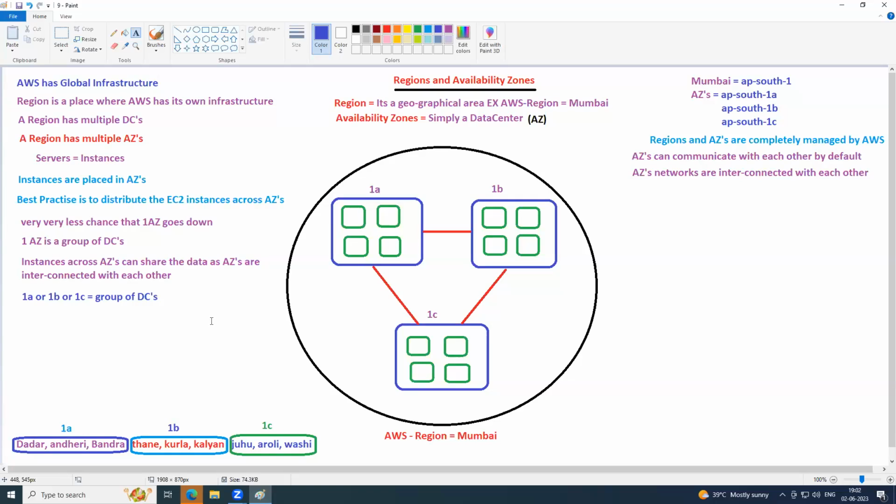Guys, see, AWS is telling that 1A is an availability zone. Do we need to really worry about 1A going down? No, because that is completely managed by AWS. But I'm going a little bit more advanced and saying that 1A will never go down because it's a group of data centers in the backend. That's the reason why it will never go down.